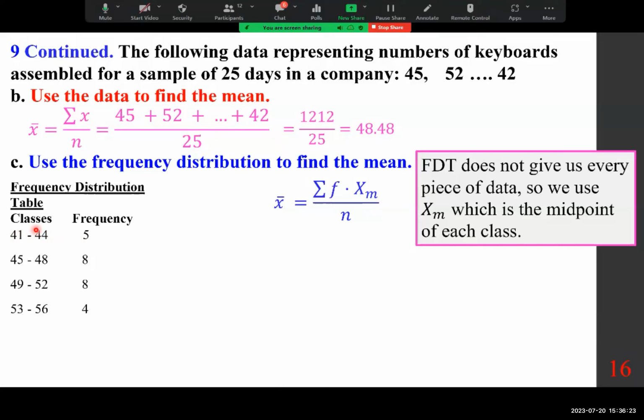So what is the midpoint here? 41 plus 44 divided by 2. Remember the lower limit, 41, plus the upper limit, 44, divided by 2. And that gives us 42.5 because the width was 4. Just keep on adding 4: 46.5, 50.5, 54.5. So lower limit plus upper limit divided by 2. When we add this to this and divide by 2, we get this one.